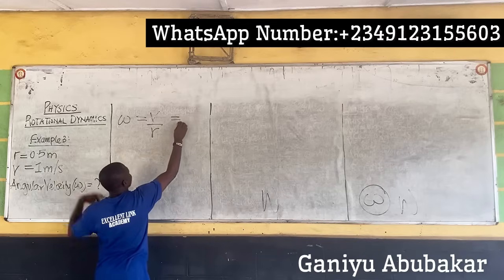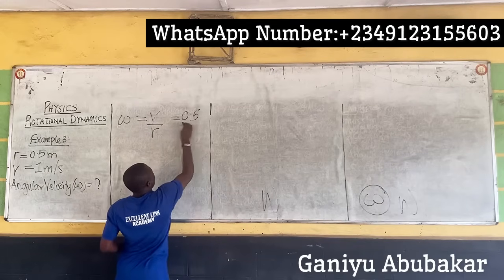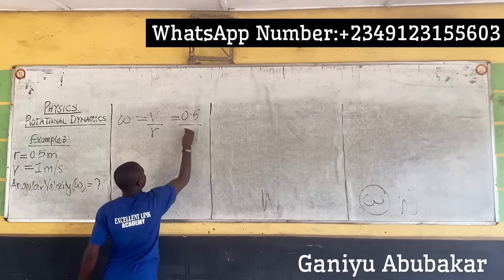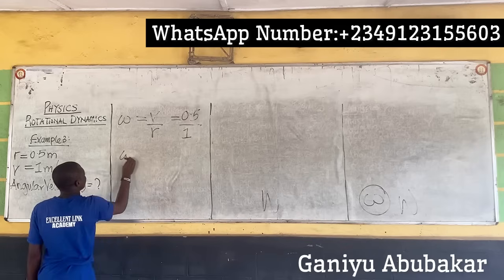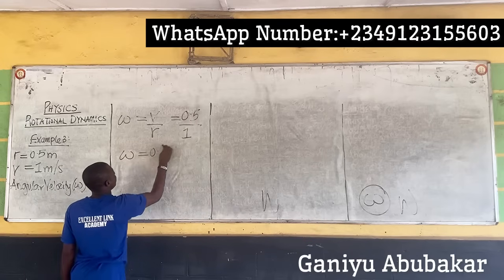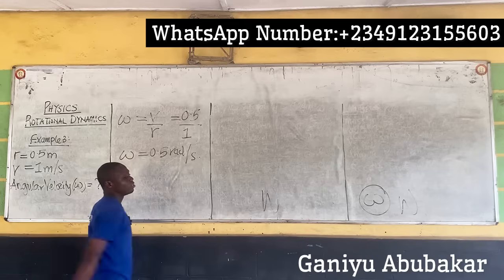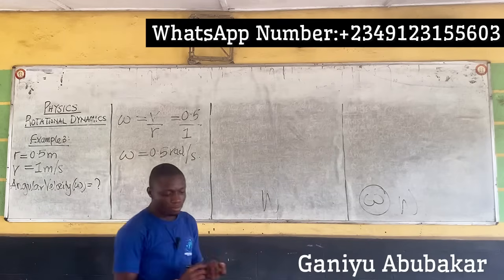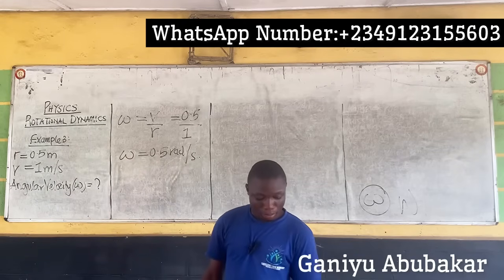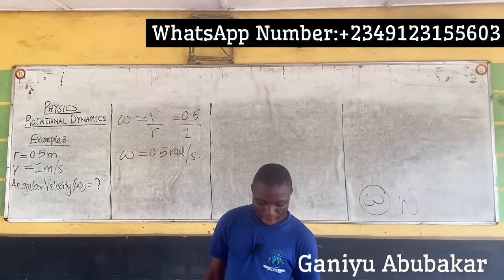What's v? That's 0.5. What's r? That's 1. So omega is equal to 0.5 rad per second. This is how you solve this particular question.